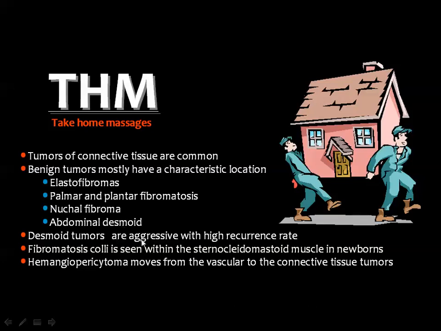Desmoid tumors are aggressive with high rate of recurrence. Fibromatosis coli is seen within the sternomastoid muscle in the newborn. Hemangiopericytoma moves from the vascular to the connective tissue.